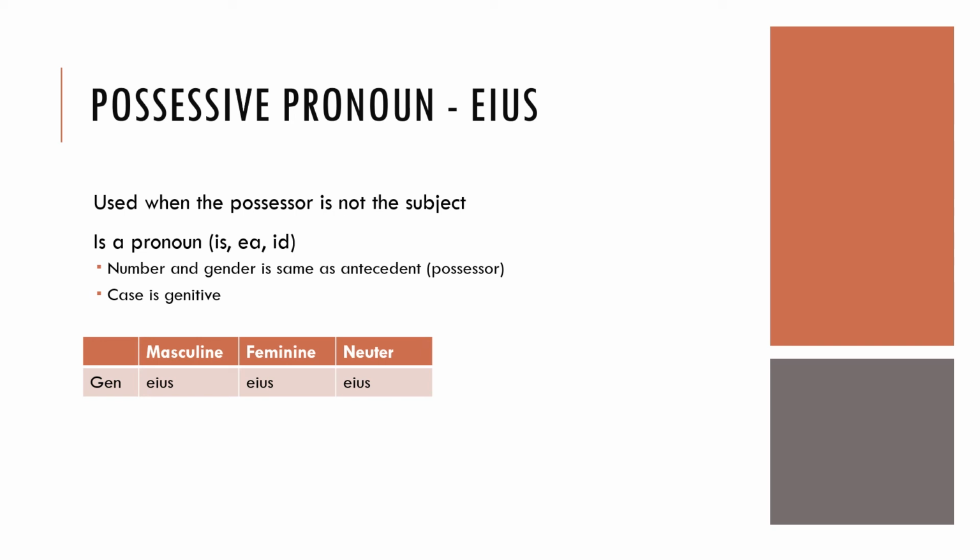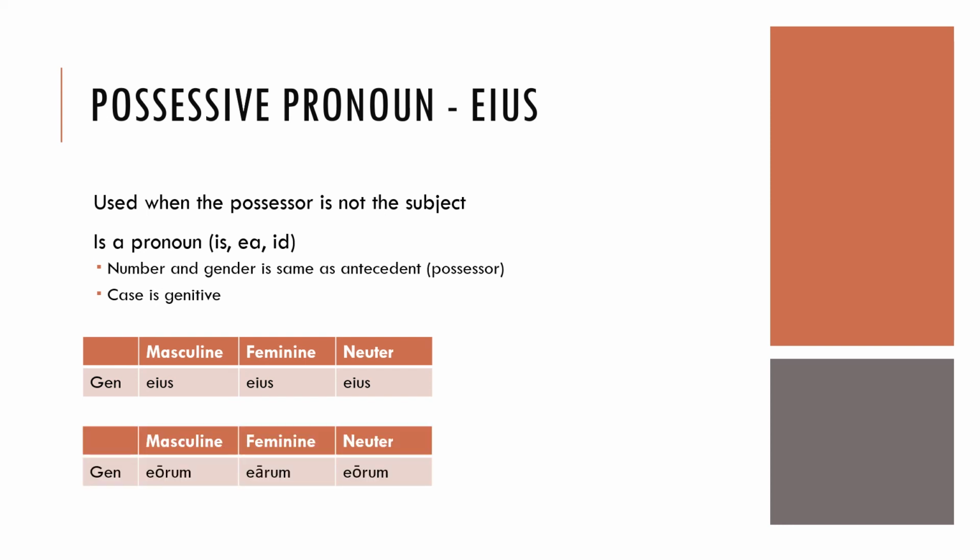So once again, it's important to know the antecedent of the word you're working with if you want to determine how to best translate this into English. You can't just simply rely on knowing the gender of this word, since all three genders have the exact same genitive singular form. Now, in the genitive plural, we'll see that there are, of course, different forms that exist. We'll see eorum for both the masculine and the neuter, and earum for the feminine.